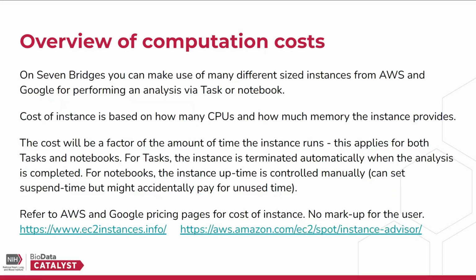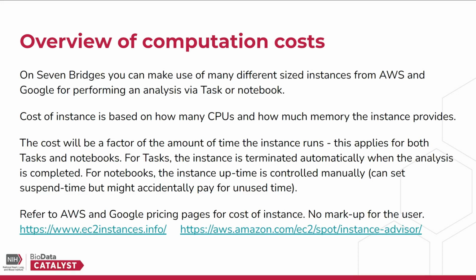Now that we have covered storage costs, let's talk about the second way of using cloud credits, and that is through computation. On Seven Bridges, there's a lot of flexibility in the computation environments you can choose to suit your needs. You can run analysis on AWS or Google, and within both of those cloud providers, you can choose from many different instance types.